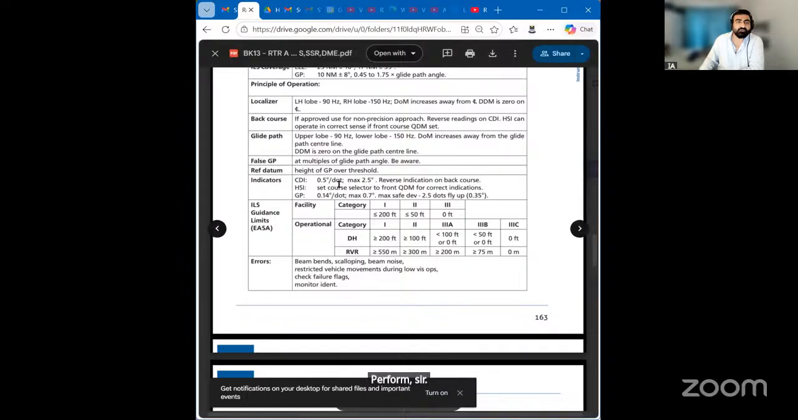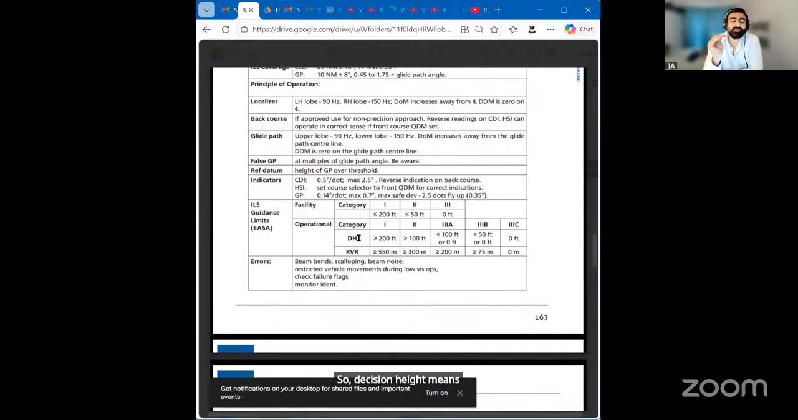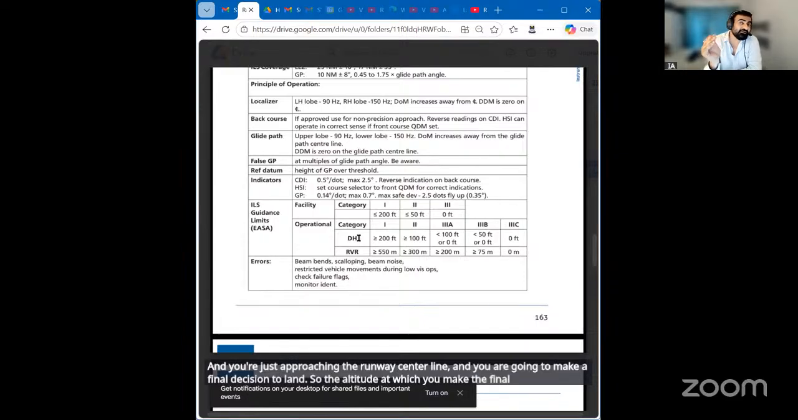So decision height means you're on that altitude after having reported on finals. You are on finals, you are clear to land, and you're approaching the runway center line, and you are going to make a final decision to land. So the altitude at which you make the final decision whether to attempt the landing or not is called decision height, DH.